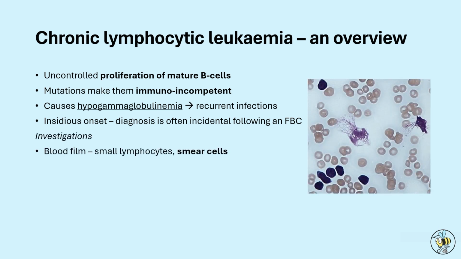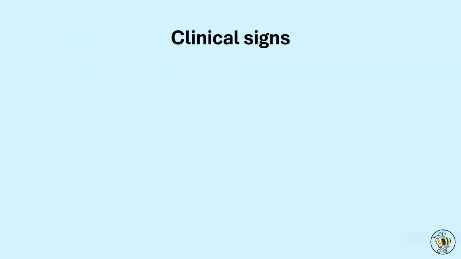Investigation-wise, a blood film can show small lymphocytes, which suggest mature cells, and smear cells, which occur when preparing the blood film. As these cells are old and fragile, they break easily, causing this characteristic appearance. Let's see a few signs that may suggest an underlying leukemia.